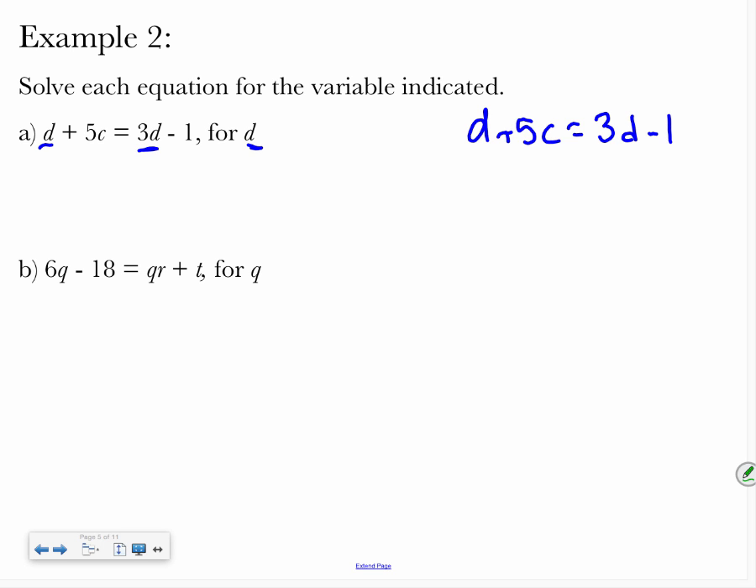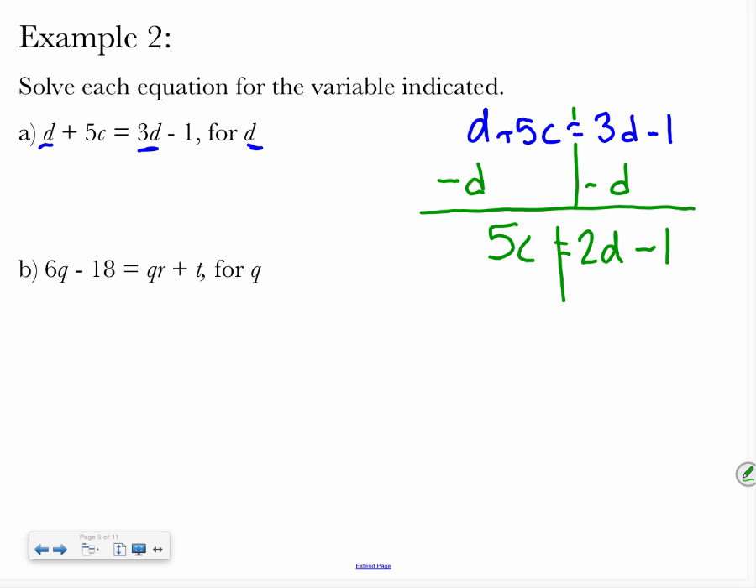And if I want to solve this, again, start by teeing it up. And if I want d on one side of the equation, that means I have to move one of my d's. I'm going to move the d from the left-hand side to the right-hand side. So I'm left with 5c equals 3d minus 1d is 2d minus 1. Alright, let's move the 1 so it's just 2d on the right-hand side. So instead of minus 1, I'm going to add 1. I have 5c plus 1 equals 2d.